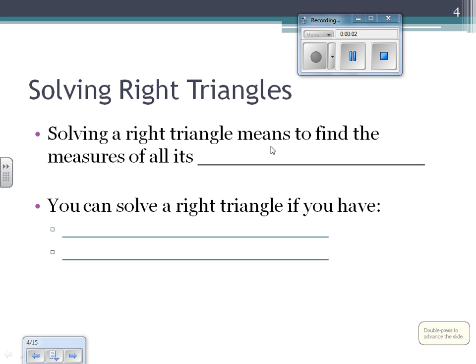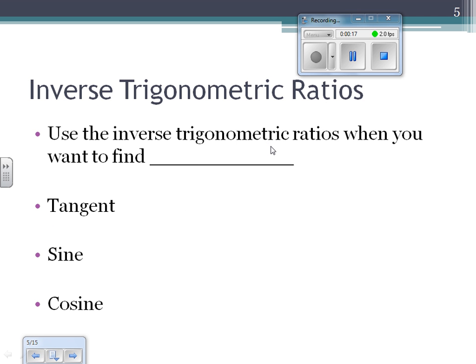Okay, so a quick review from what we did yesterday. Solving a right triangle means to find what? Remember? All angles and all sides, for a total of 6. So you need 6 pieces. We talked about when we use the inverse ratio: when we want to find the angle. That's very important and very helpful. So when you want to find the angle, you have to use the inverse.